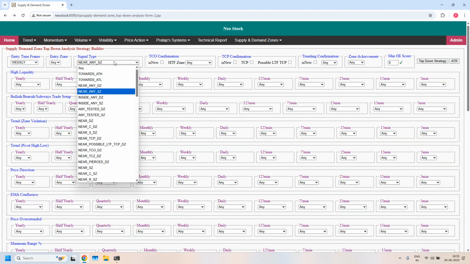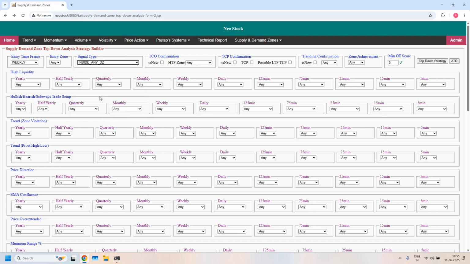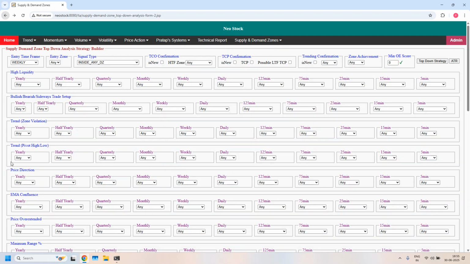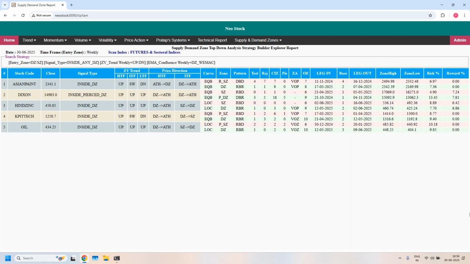Next, price closed inside the weekly demand zone. We got 13 stocks. We can further filter this list based on EMA confluence. So EMA confluence at weekly time frame, checking weekly demand zone with weekly EMA, and also trend on the weekly should not be sideways. It can be up or down. So we got 5 stocks.